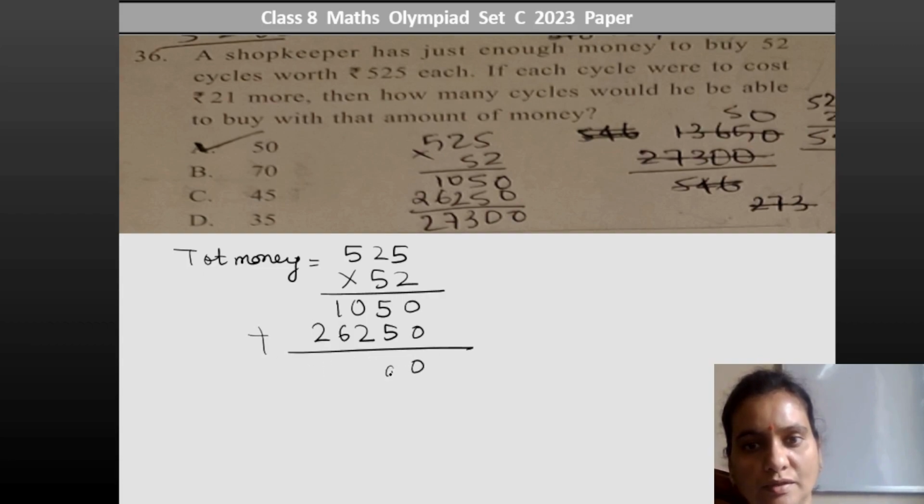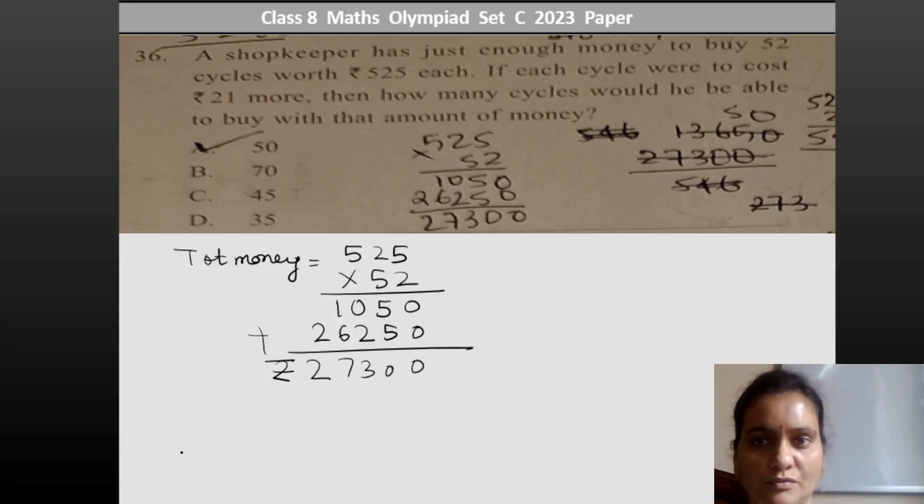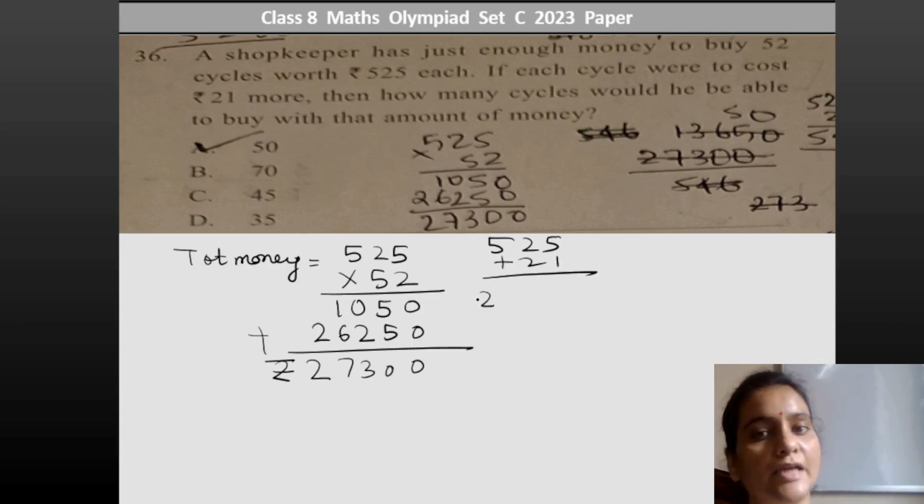So 0, 10, 3, 7, 2. So the total money that he has is 27300. Now it's asking that if the cost of each cycle increases by 21, then how many cycles will he be able to buy? So 525 plus 21 is the new cost of each cycle. So it will be 546.